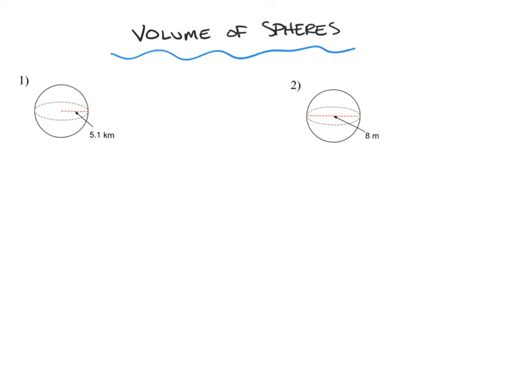Hey guys, in this video we're going to look at the volume of spheres. And it's not a very difficult thing to do here. We got our formula which says the volume equals 4 times pi times the radius cubed, all divided by 3. Or you might see it written out as 4/3 pi r cubed. Same thing, no big deal.